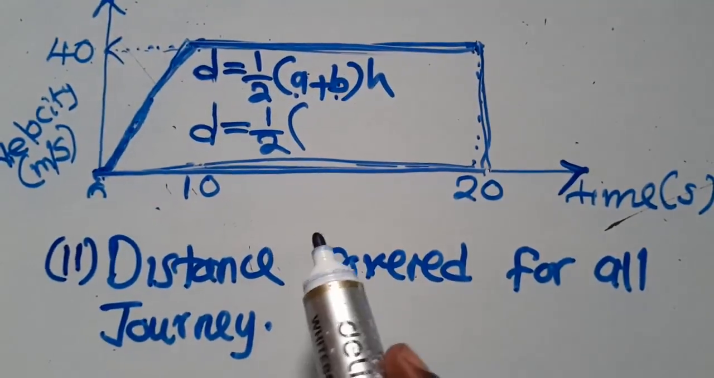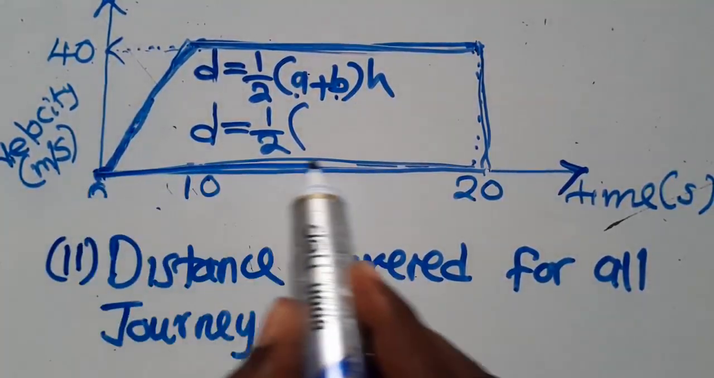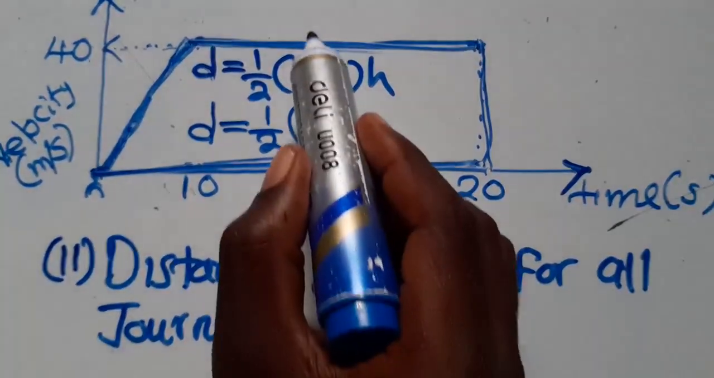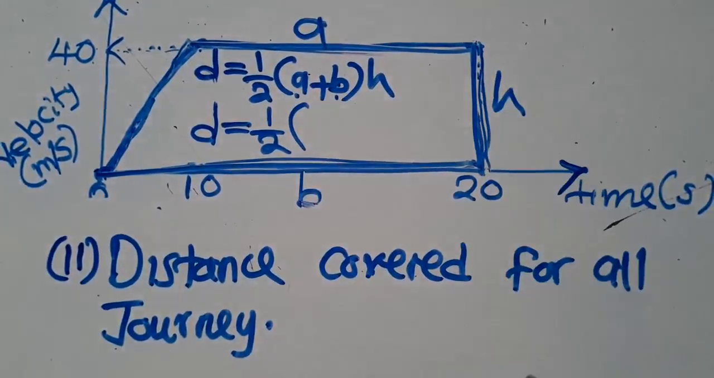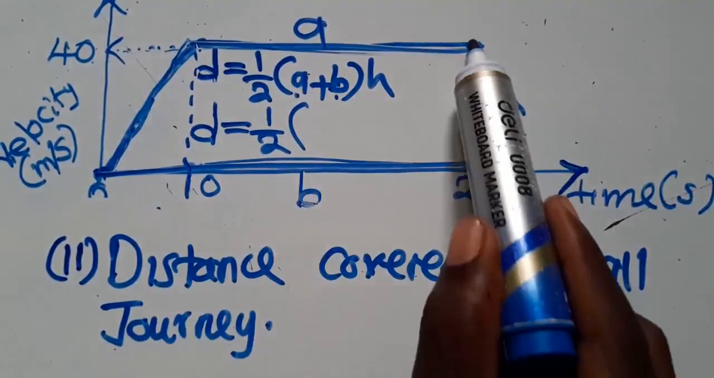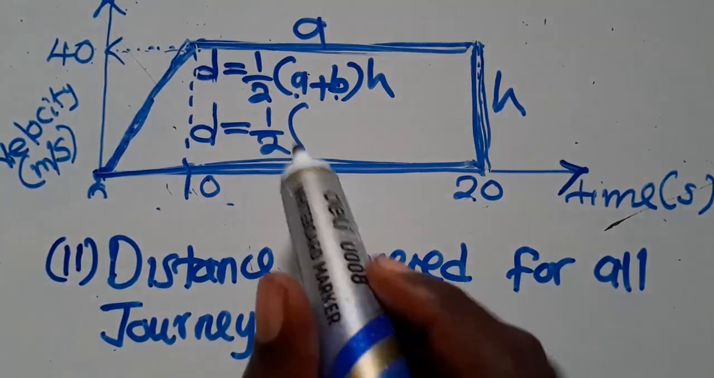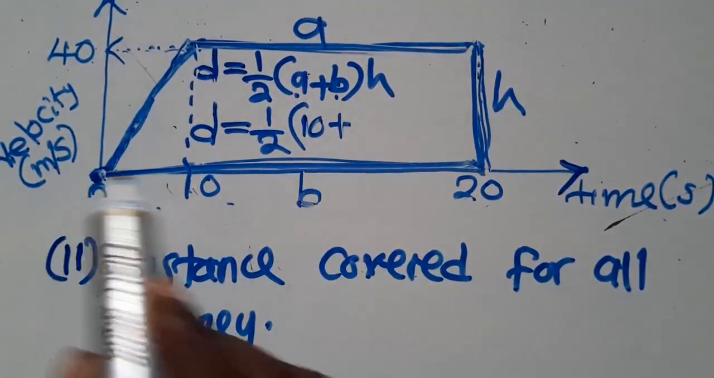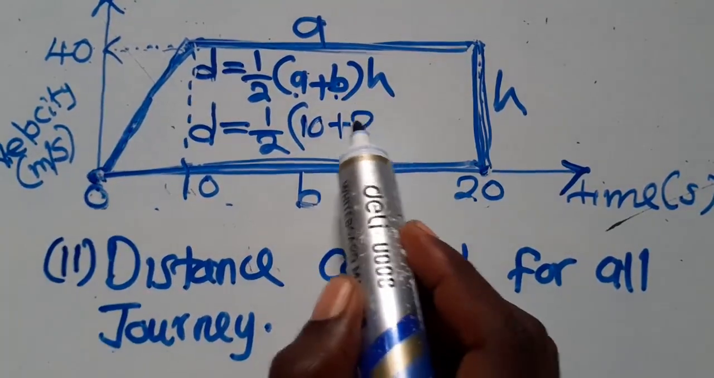So what is A? This is the long one, longer than that one. So this is B, and the short one is A. Then this one here is our height, H. Have you seen this is cut in there? So our A is from there to there. The difference is 10: 20 minus 10 is 10. So A is 10. Plus B, which is from this point to that point, 0 to 20. So it is 20.